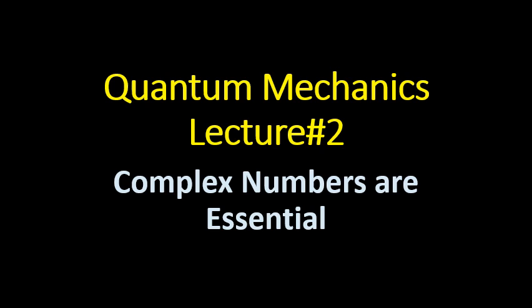Dear students, this is our quantum mechanics lecture number 2. In our previous lecture, we were discussing some key ideas of quantum mechanics. In lecture 1, we discussed linearity in quantum mechanics, that is, how quantum mechanics is a linear theory. Now we are going to discuss how complex numbers are necessary in quantum mechanics.